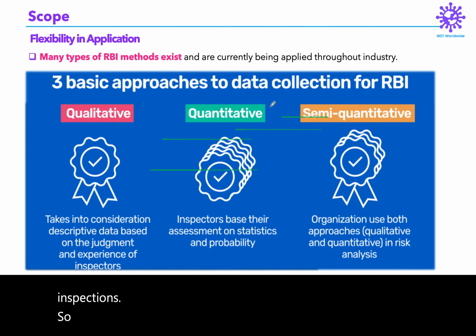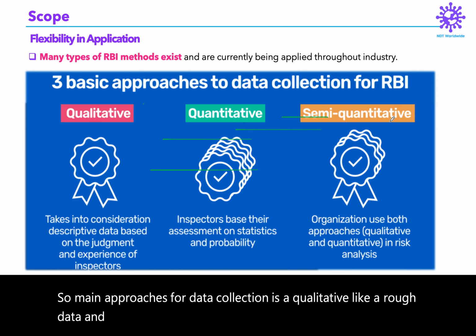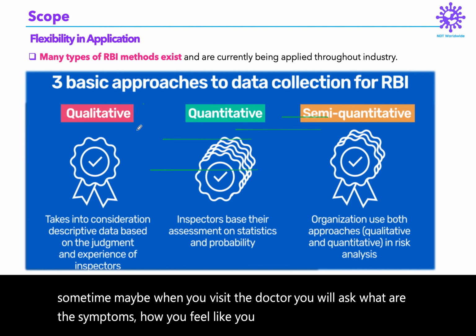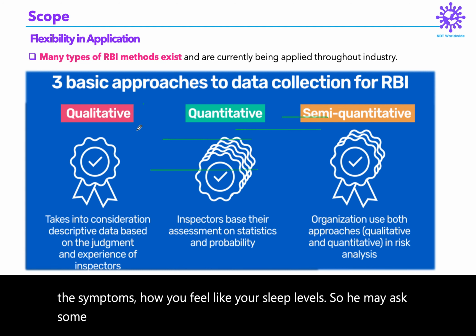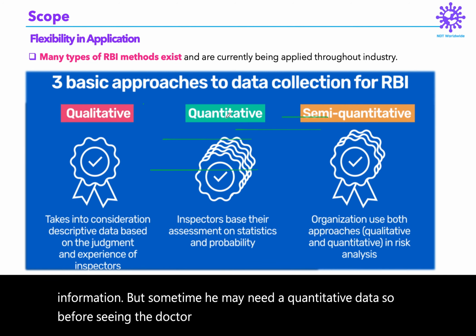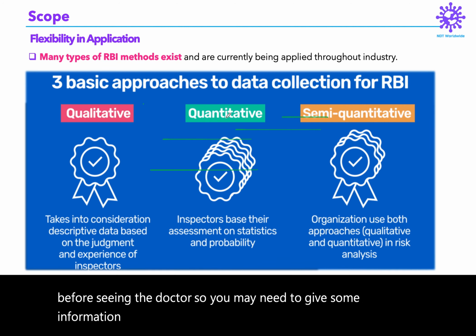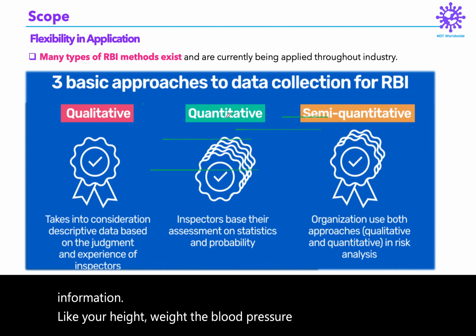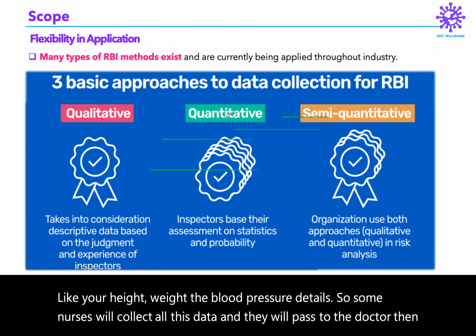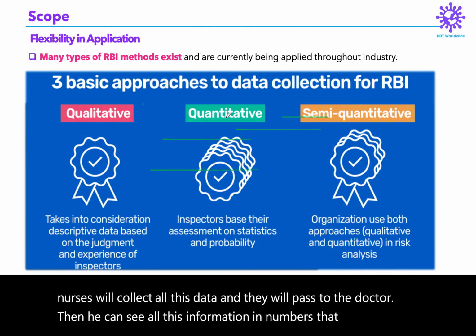The main approaches for data collection are qualitative, like rough data, and quantitative and semi-quantitative. Qualitative means sometimes when you visit the doctor, he will ask what the symptoms are, how you feel, your sleep levels. So he may ask for some information that you can say verbally; that is qualitative information. But sometimes he may need quantitative data. Before seeing the doctor, you may need to give some information like your height, weight, the blood pressure details. Some nurses will collect all this data and pass it to the doctor. Then he can see all this information in numbers. That is what we call quantitative data.